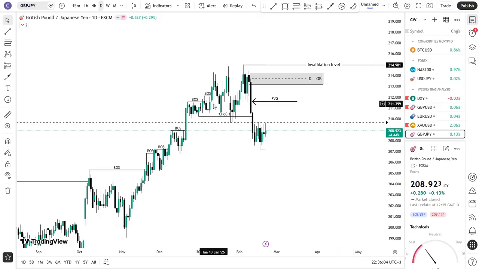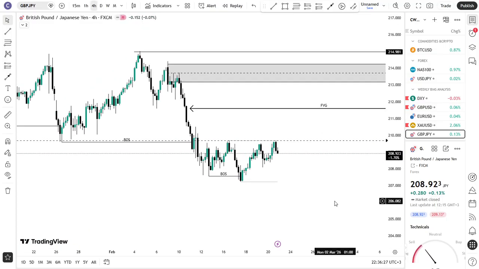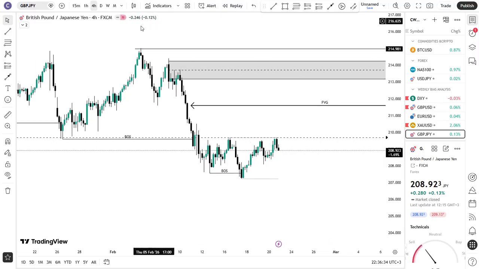And the reason why I'm saying that is because of this change of character that happened, and you can see it happened with displacement. There was strong momentum. This is not a weak candle, it's a very strong candle that caused that change of character. So we move to the 4-hour time frame, and you'll see we have this break of structure here. So we still have the same order block, we have these imbalances around here.